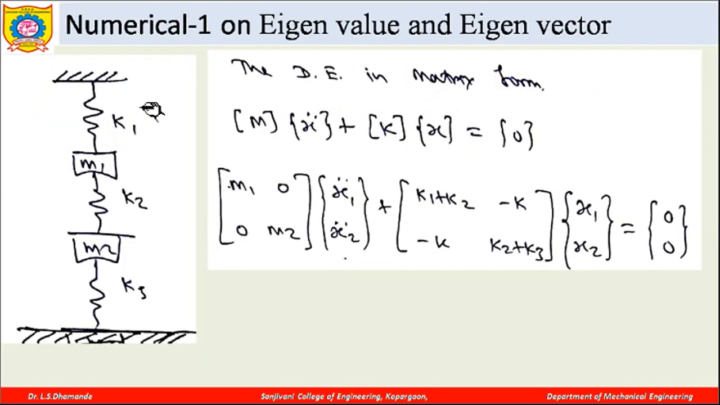So let us consider here numerical number 1. Here you are asked to find out the eigenvalue and eigenvector of the given system. Okay, so first we have to write the differential equation in matrix form for the system. So differential equation matrix form will be m into x double dot plus k into x is equal to 0, where m is the mass matrix, this is acceleration vector, this is displacement vector, and this is stiffness matrix.